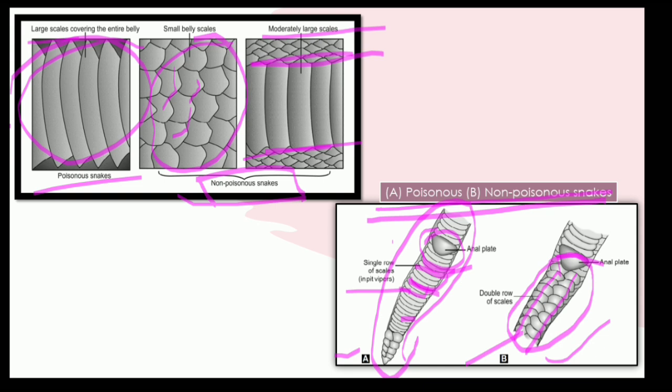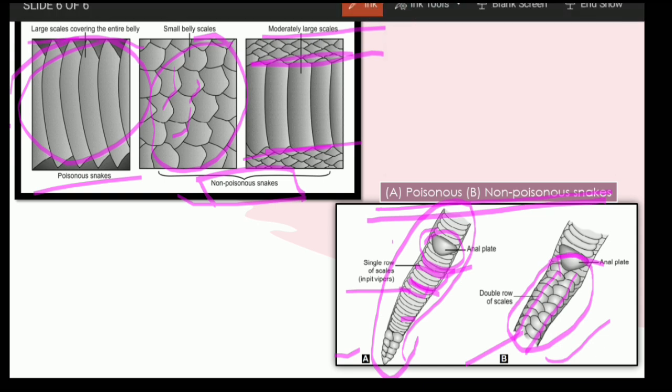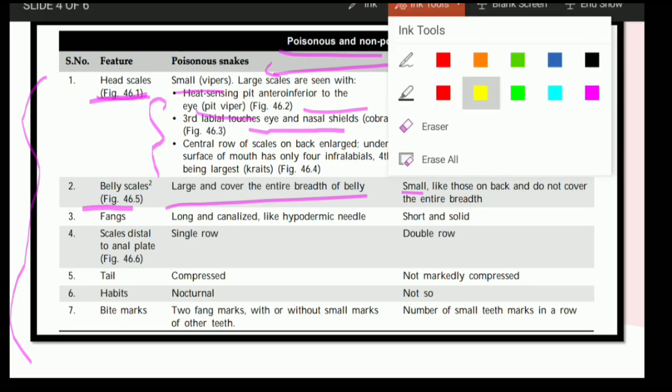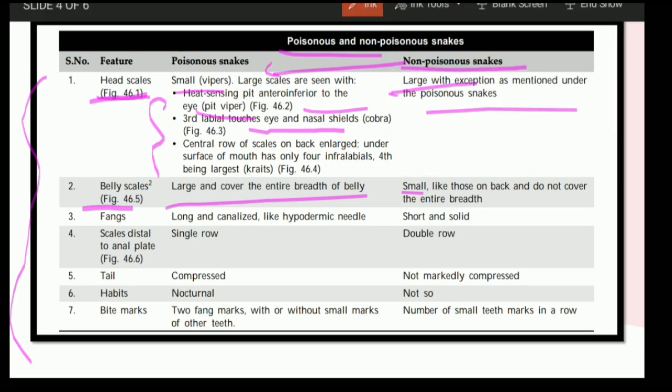This is the anterior portion. This diagram includes the anterior portion, whereas this diagram talks about the posterior portion of the body of a snake, and this is how the belly scales are arranged in the body of the two. So this point explains everything about the distal belly scales along with the anal plates of the snake. They are arranged in a single row, as we have already seen, and they are found in a double row.